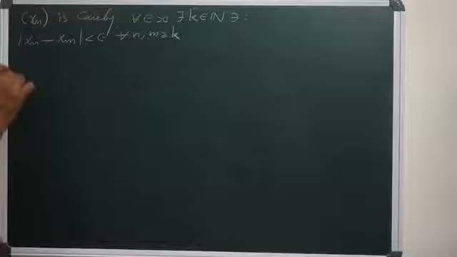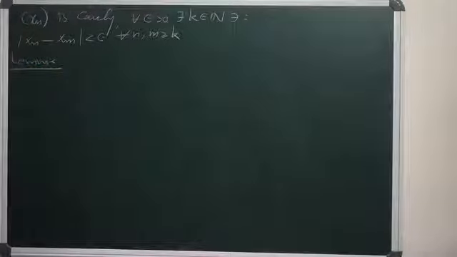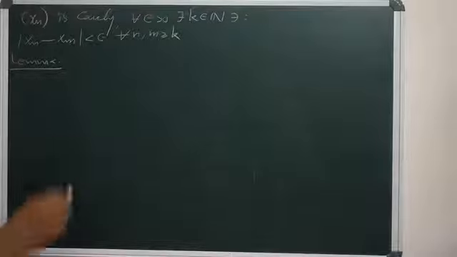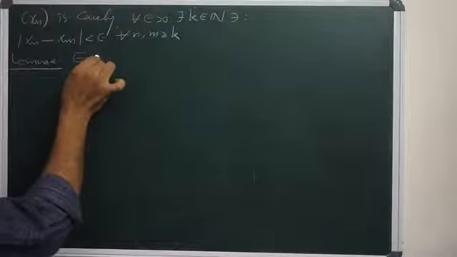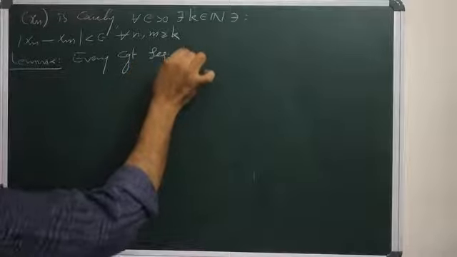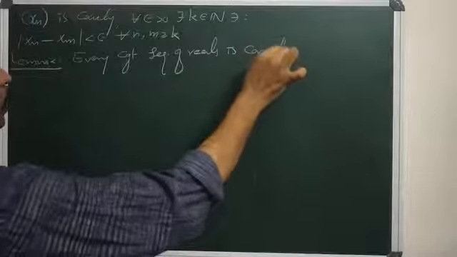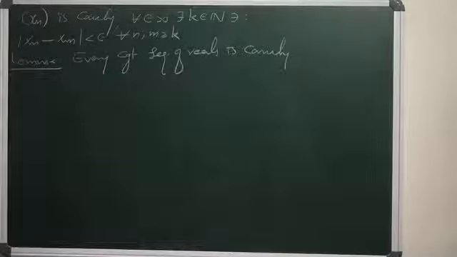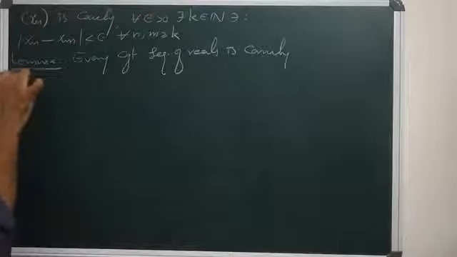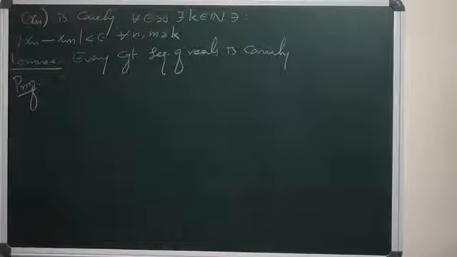So there is an important lemma: every convergent sequence of real numbers is Cauchy. I thought that this is a proved result. Every convergent sequence of real numbers is Cauchy. How to prove this one? Every convergent sequence of real numbers is Cauchy.